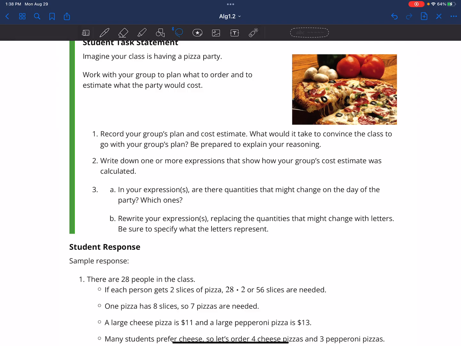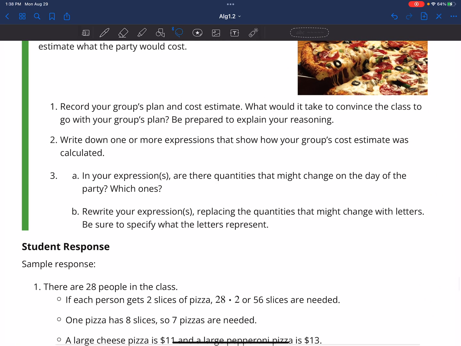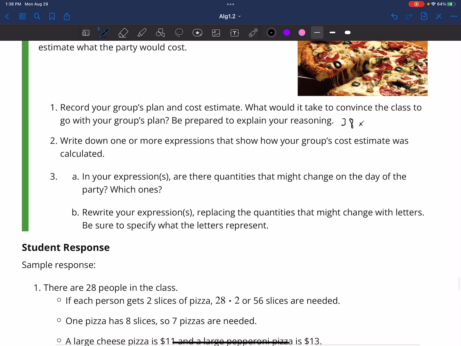All right, so let's take a look at this problem here. So we have the group's plan and cost estimate, and be prepared to explain your reasoning. Well, what I'm going to do is go with 38 people, 38 people in the class. It's a pretty packed class, and also maybe 2 slices per person.